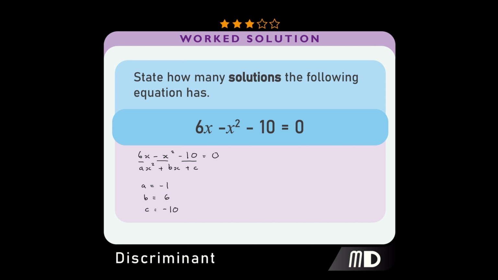Given the discriminant is defined as b squared minus 4ac, we can substitute the values of a, b, and c such that the discriminant is equal to 6 squared minus 4 multiplied by minus 1 multiplied by minus 10, which simplifies to give us 36 minus 4 multiplied by 10, which is equal to 36 minus 40, which gives us the discriminant minus 4.